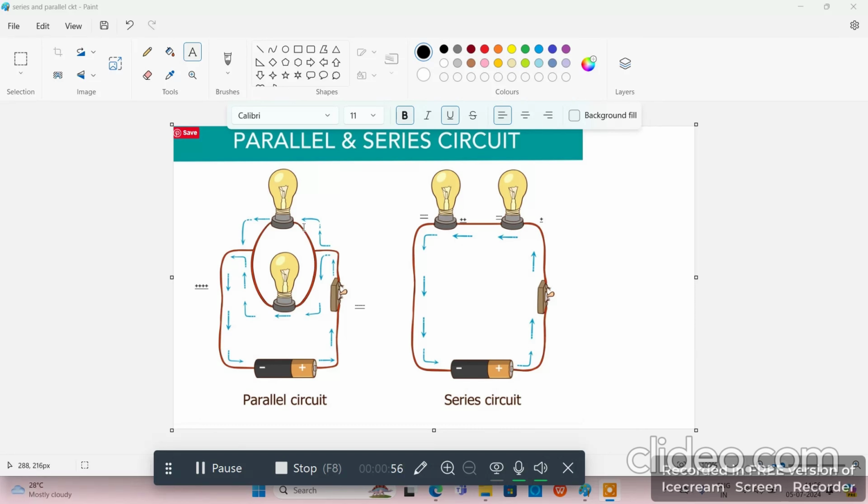In parallel connections, all the positives will be connected together to the supply positive, and all the negatives will be connected together and connected to the supply negative. So that is a parallel connection.